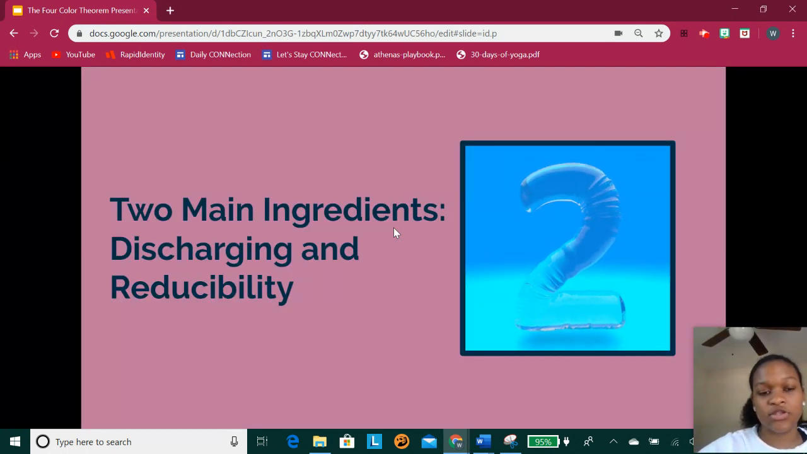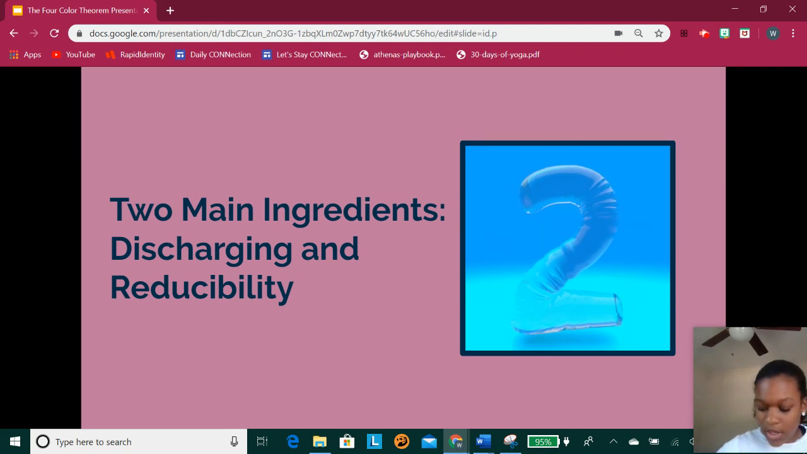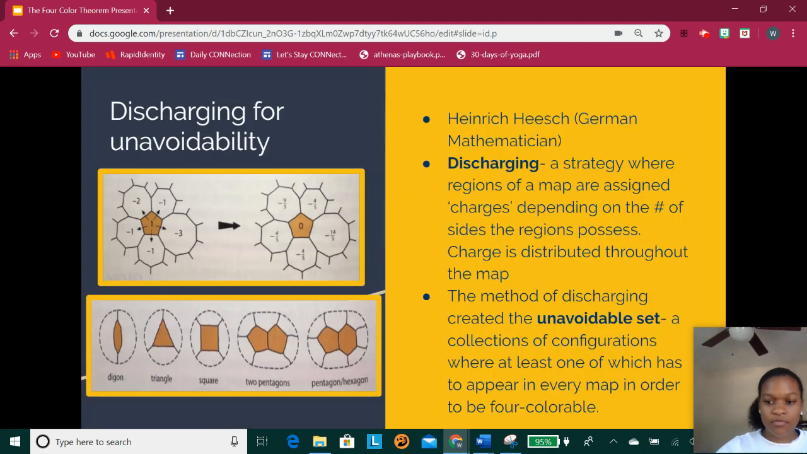So let's talk about the 2 main ingredients that mathematicians used to try to solve the four-color theorem. These 2 main ingredients were discharging and reducibility. Let's talk about discharging first to try to find unavoidability. The discharging method was created by a mathematician named Heesch. He was German.